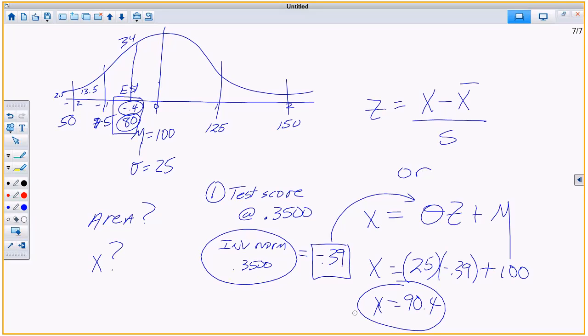So, what does that mean if you score 96? That means you're in the top what? 35th percentile. If you scored a 70 on this test, that means you're in the lower what? 35%. Capiche? Those are the 6 type problems that you're going to see on this next test. First 3 in chapter 6, the last 3 in chapter 7.